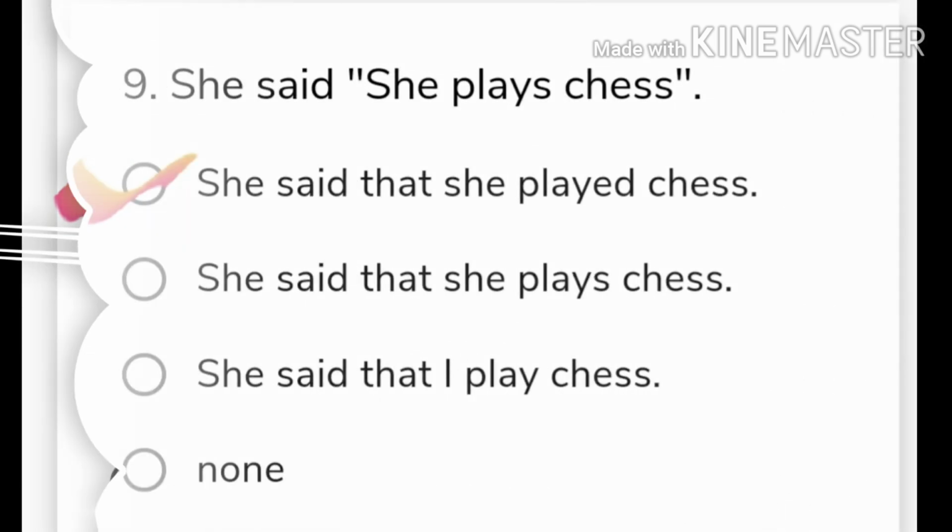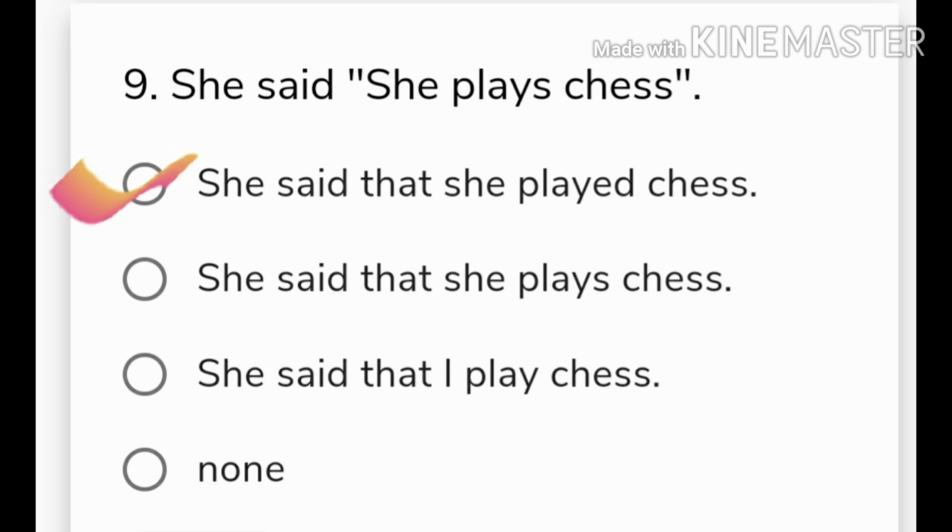Now next question is, she said that... Next question, she said she plays chess. She said that she played chess. Again, past tense, V2 we will use. So number 1 is right. She said that she played chess. Number 2 option you can see. She said that she plays chess. So it's wrong. She said that I play chess. So this is also wrong. So number 1 is correct. She said that she played chess.